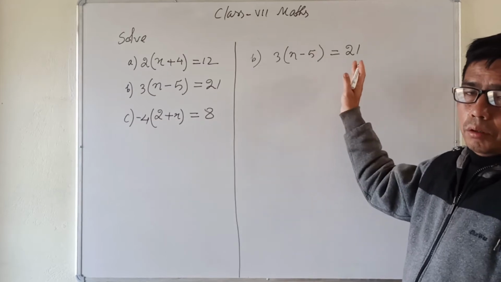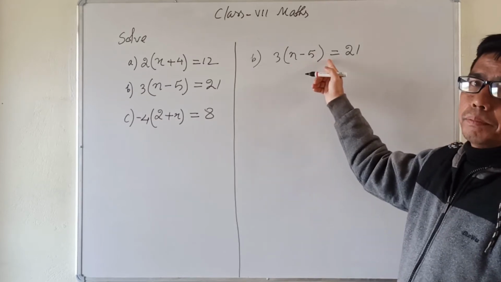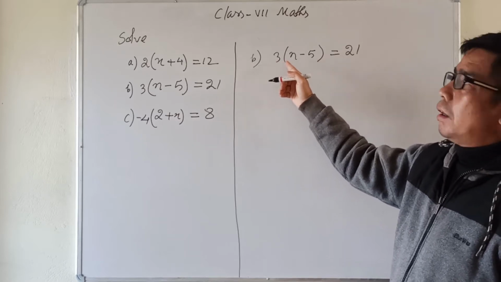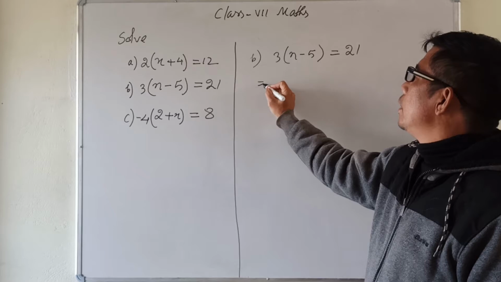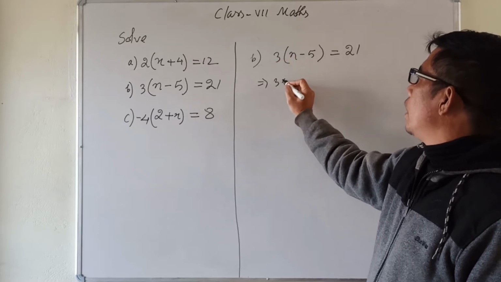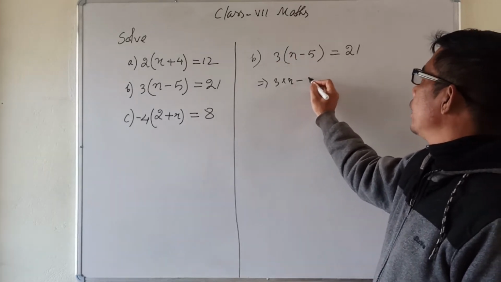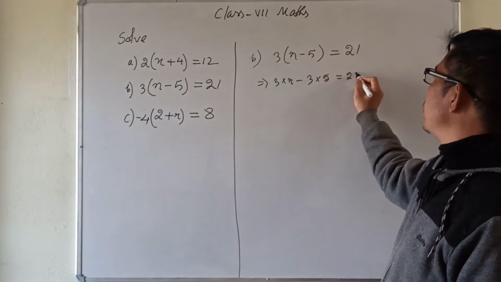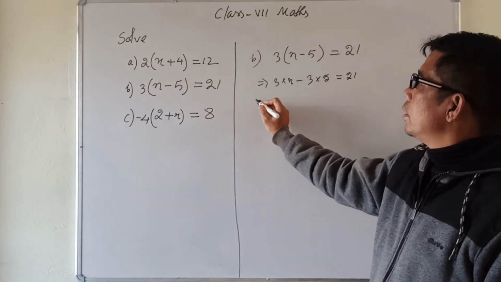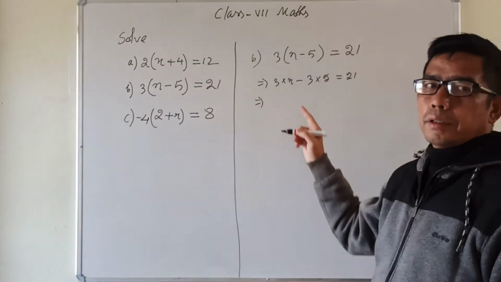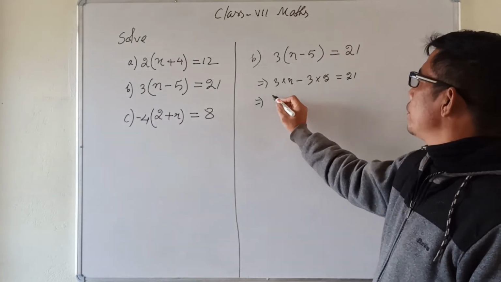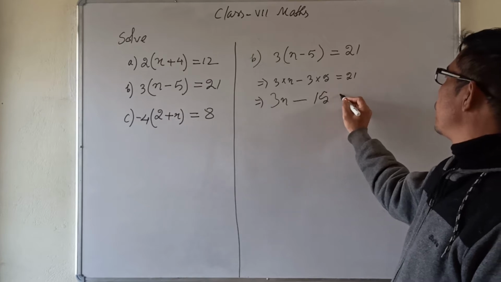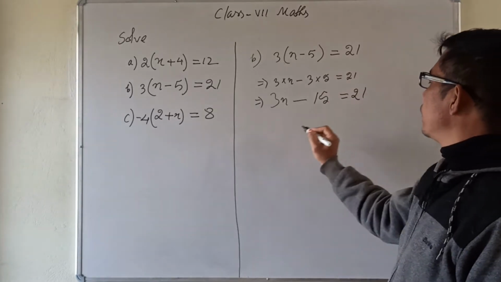In this case also, as there is a bracket, we shall operate the bracket by using the distributive property of multiplication. This is 3 into n minus 3 into 5 equal to 21. Then 3 into n gives 3n, minus 3 5s are 15, equal to 21.